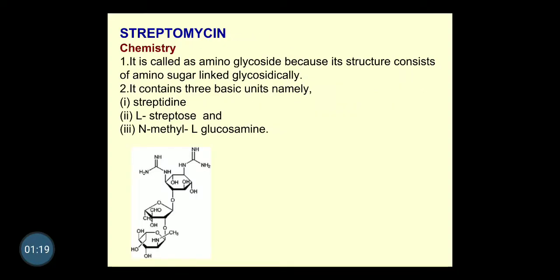Now we will see the typical example of this class, aminoglycoside. The first and typical example is streptomycin. As far as the chemistry is concerned, streptomycin is called an aminoglycoside because it structurally consists of amino sugar linked glycosidically with the aglycone part. It contains three basic units, namely streptidine, L-streptose and N-methylglucosamine.